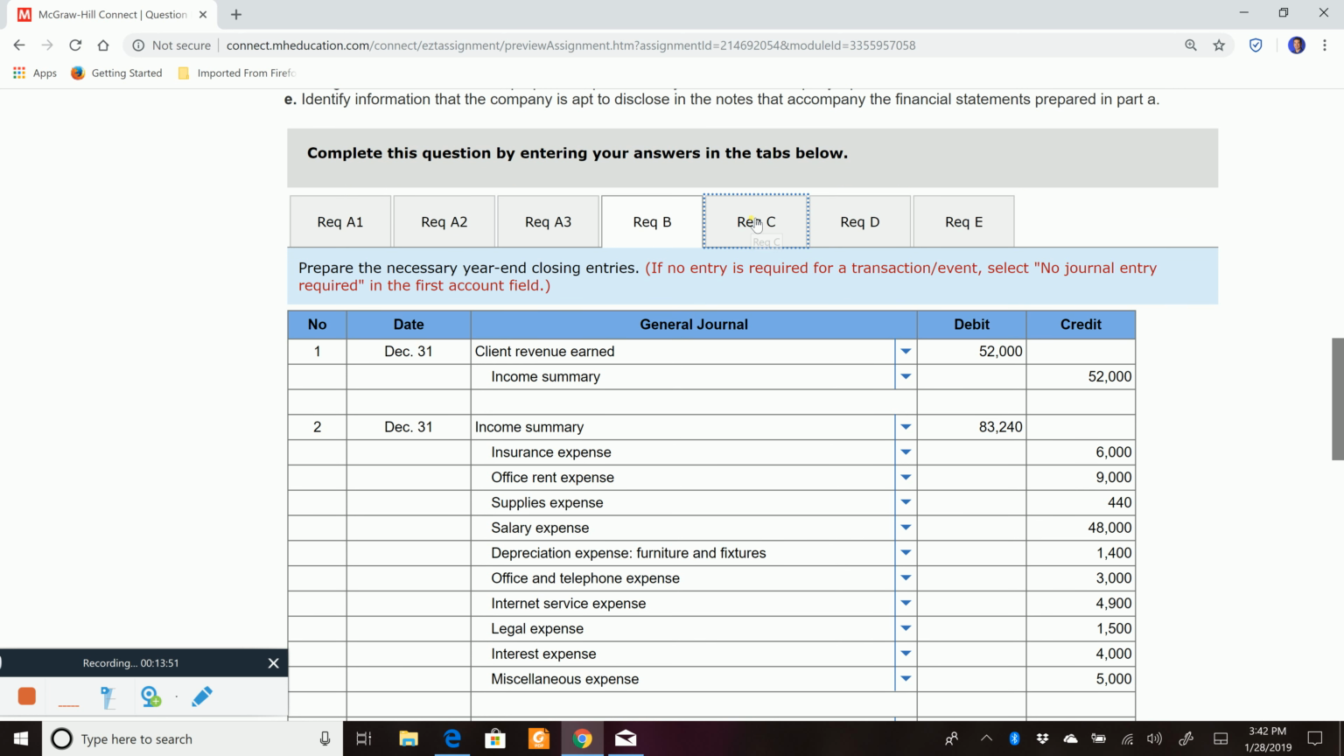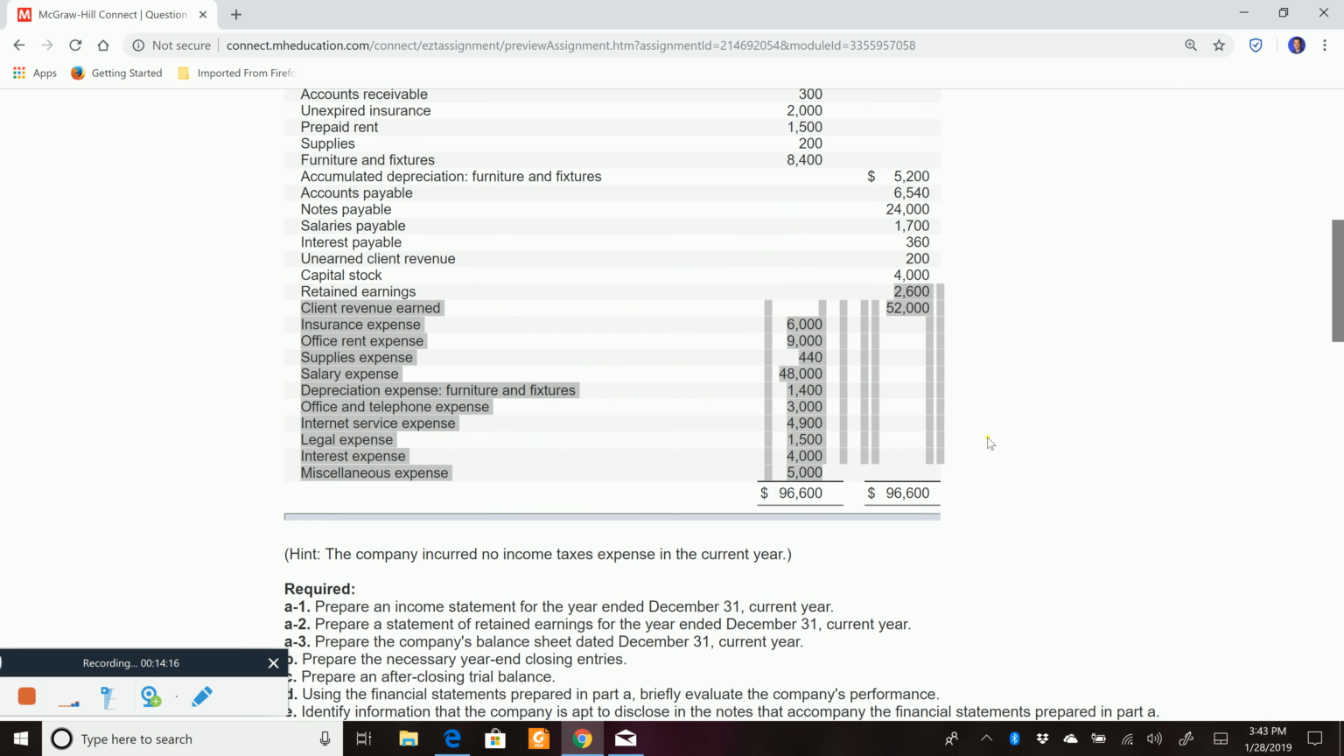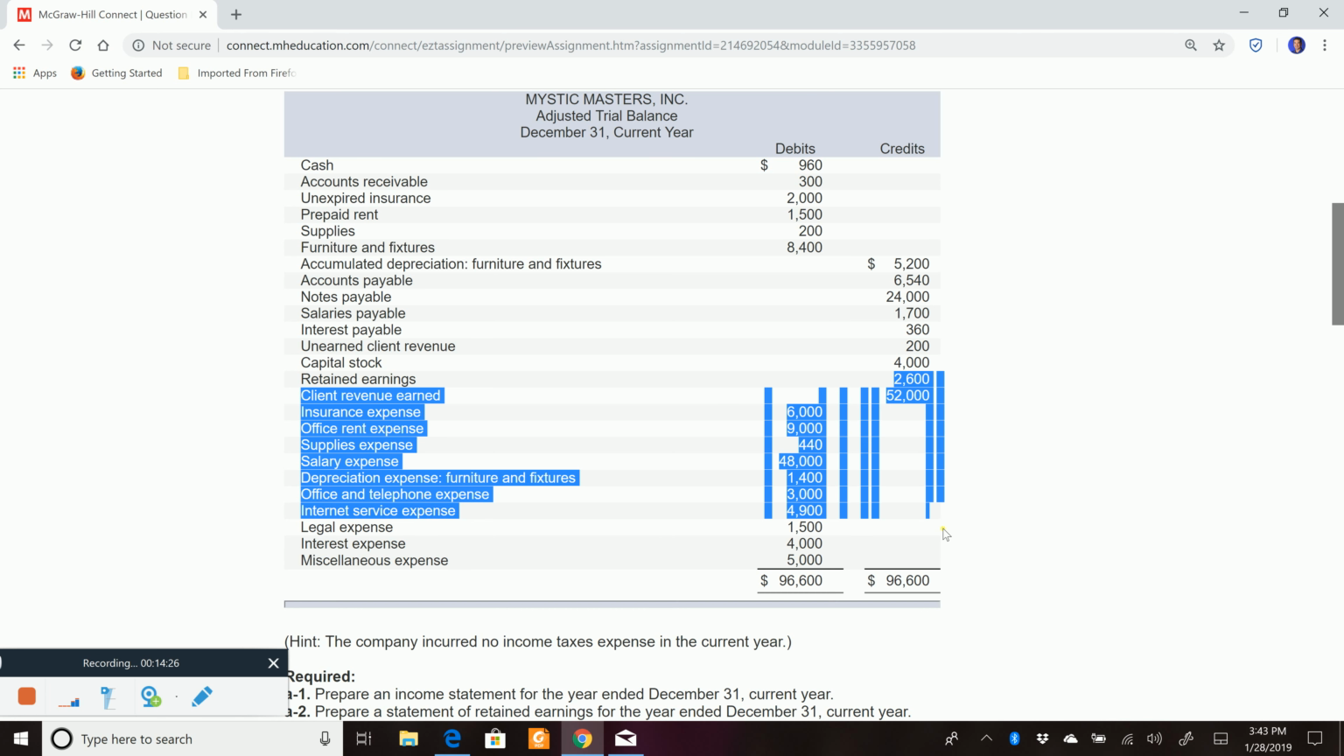And after the closing entries, the last step in the accounting cycle is to prepare a post-closing or after-closing trial balance. When you take a look at this after-closing trial balance, a couple of things should pop out at you. What is different from the after-closing trial balance as opposed to the adjusted trial balance that we started this problem with? And I'll give you the adjusted trial balance again on the screen. If we take a look, what is different? The difference is from retained earnings downward.